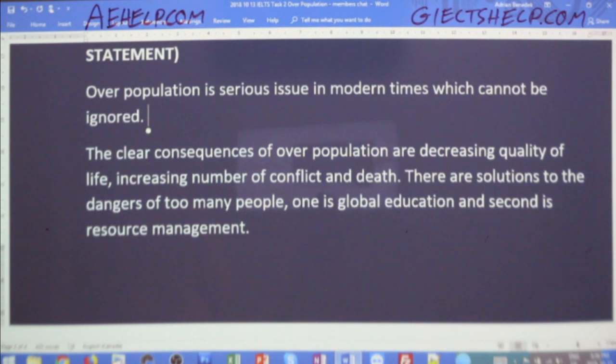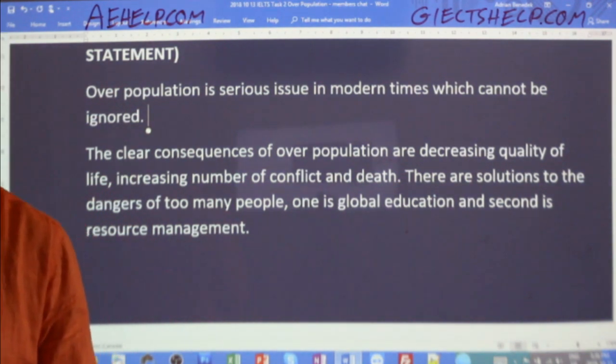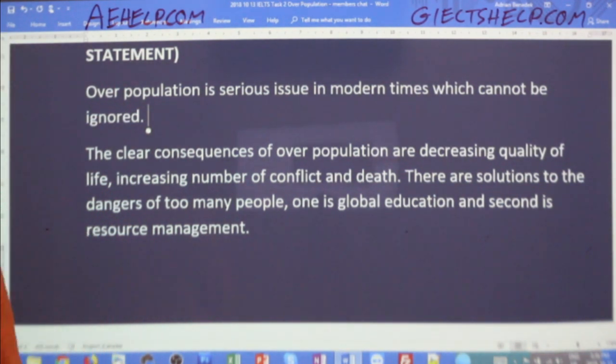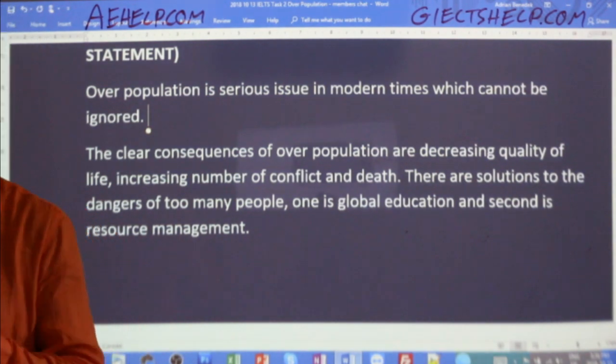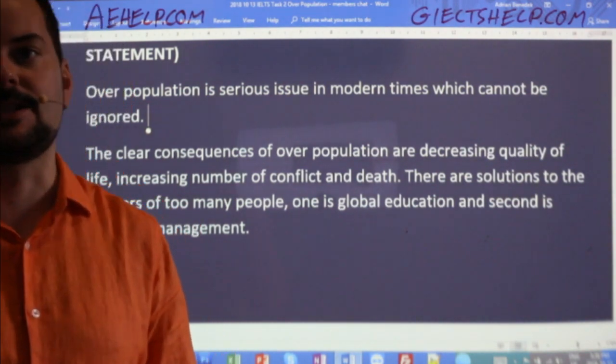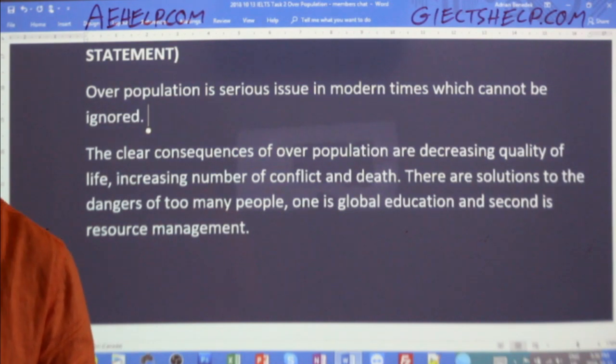Manisha says in the 21st century, growing population is a critical concern that must be dealt with. Absolutely, Manisha. Overpopulation is a global issue which needs to be addressed, says Rahul. Absolutely. Okay.